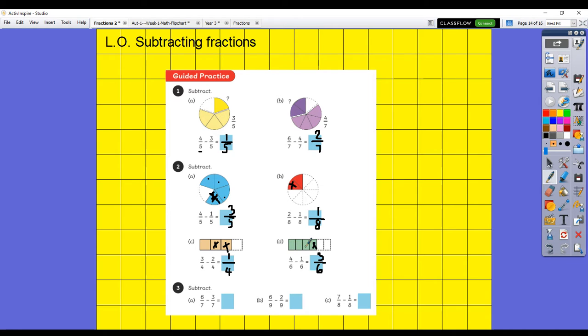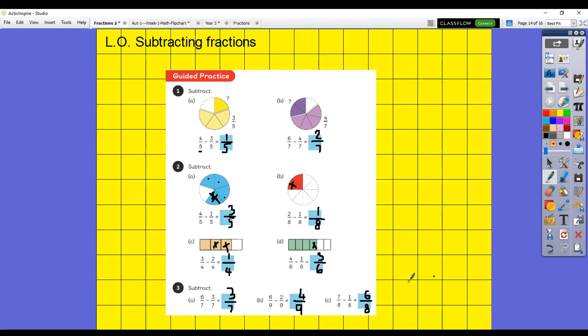Okay, so we have 6 sevenths, take away 3 sevenths. So our denominator is always going to be 7. Oh, 6 take away 3 is going to be 3, so we're going to have 3 sevenths left. Here, 6 ninths take away 2 ninths. We know the denominator always stays the same. 6 take away 2 is going to be 4. So we have 4 ninths. And our last one, 7 eighths take away 1 eighth. So we have 8 parts. 7, if I had 7 pieces of cake, I ate 1 piece of cake, I'm going to have 6 left.